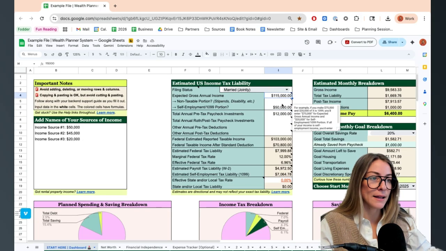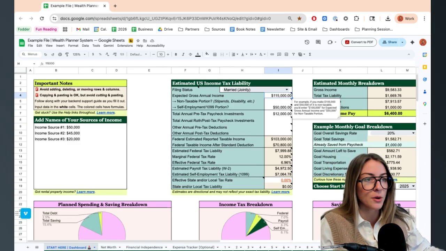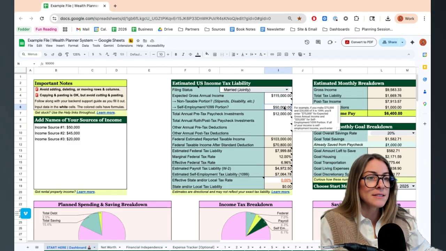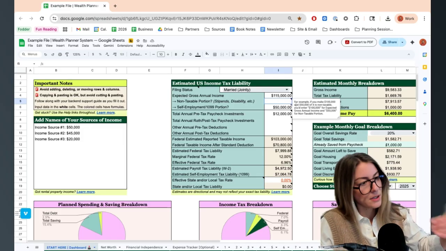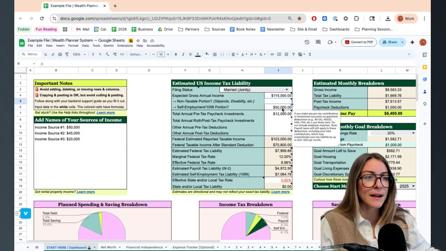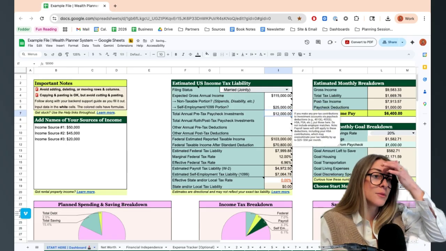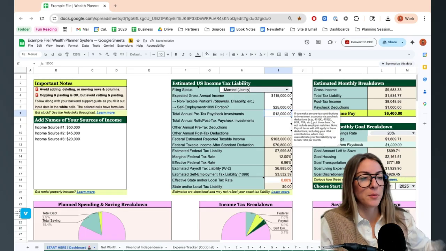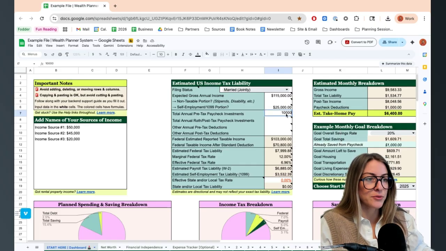But the way that I like to think about this is kind of like a flow chart going down. So you have 115 here. Let's say you can put in your non-taxable income if you have stipends or if you have disability, things that don't get taxed. So it'll know to set that aside. Self-employment portion here, let's say 25,000 of this is self-employment. That's going to affect what kicks back below. And then let's say you're going to put 10,000 in a pre-tax investment account.